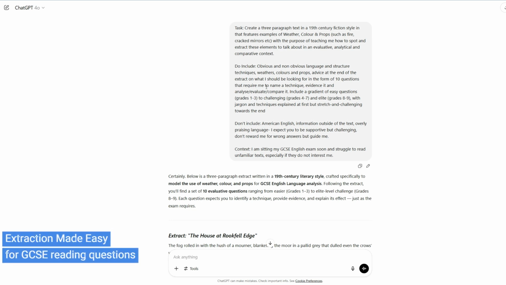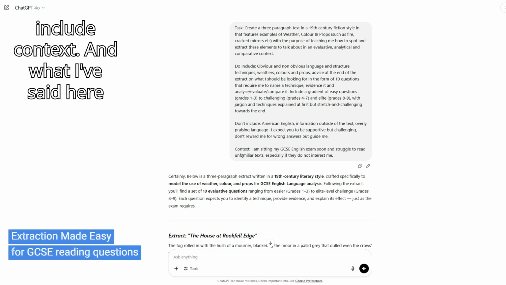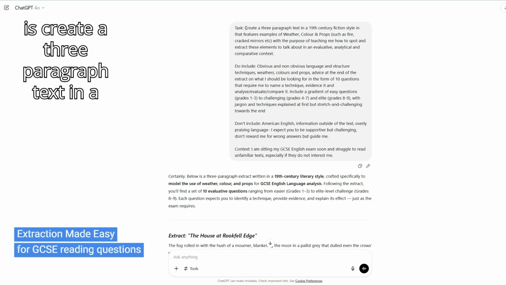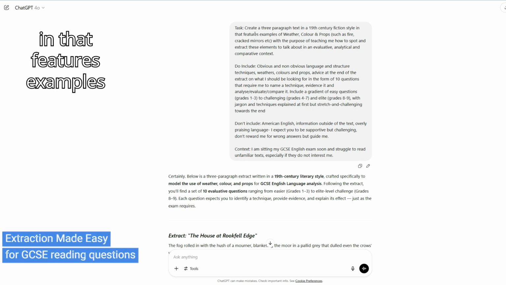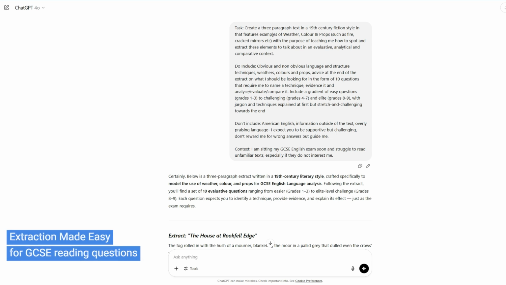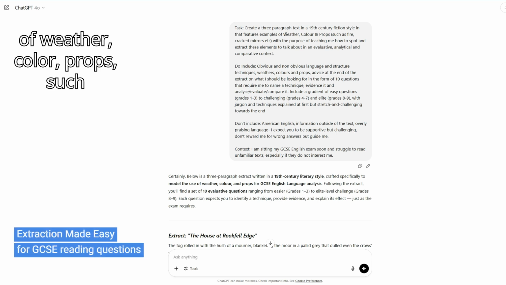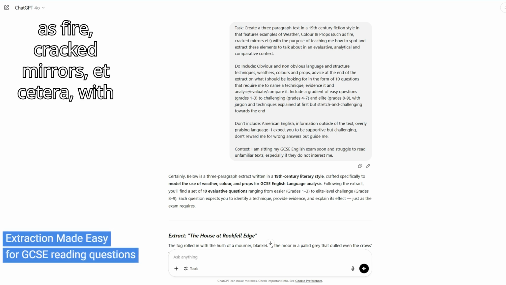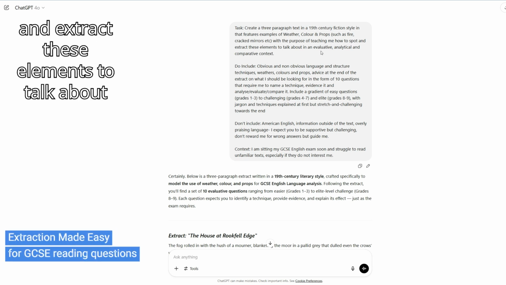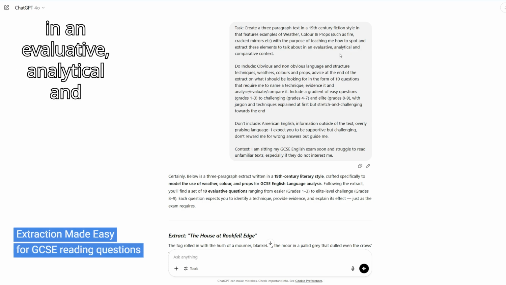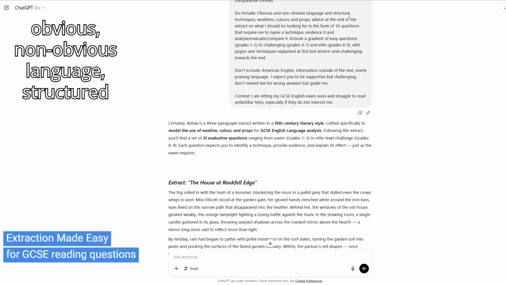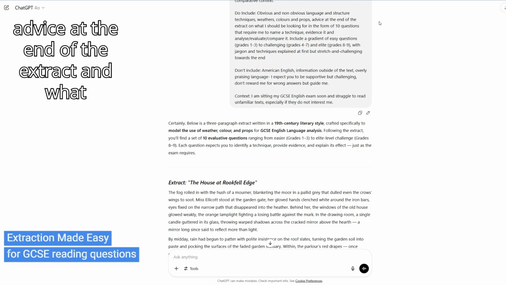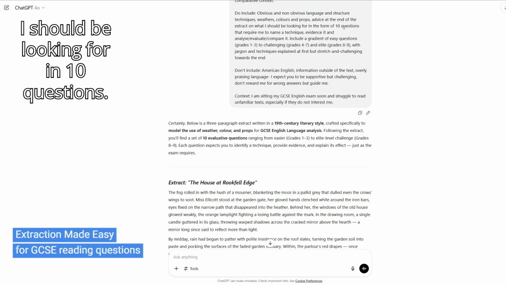So I've done my usual task, don't include context. And what I've said here is create a 3-paragraph text in a 19th century fiction style featuring examples of weather, color, props, such as fire, cracked mirrors, etc., with the purpose of teaching me how to spot and extract the elements to talk about in an evaluative, analytical, and comparative context. Do include obvious and non-obvious language and structure techniques, weathers, colours, props, advice at the end of the extract, and what I should be looking for in 10 questions.